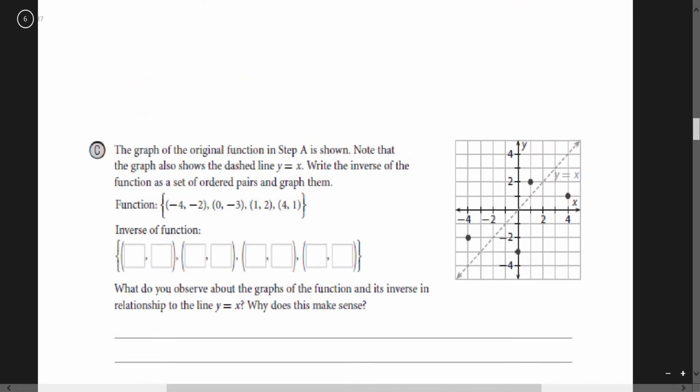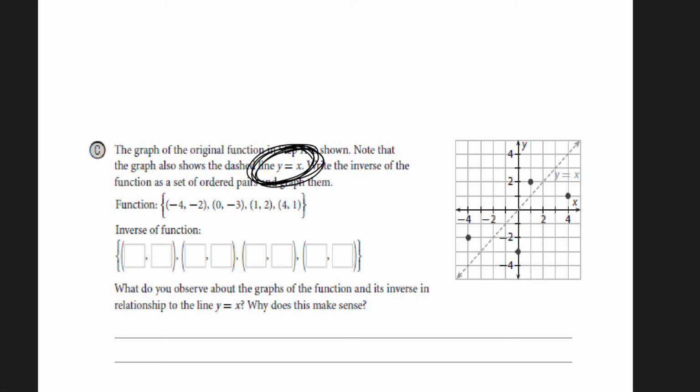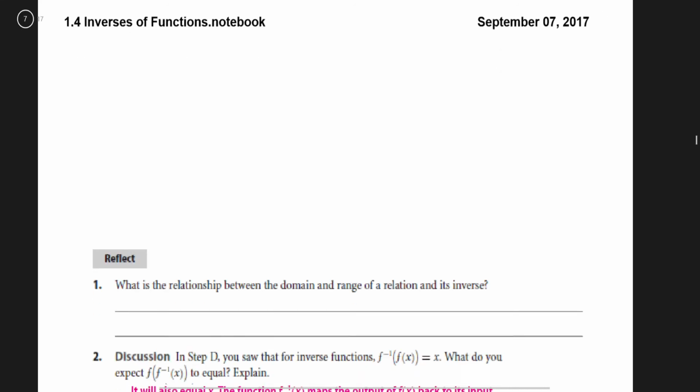So one thing to notice is that inverses are reflections across the line y equals x, which again makes sense because that's what the definition says. The inverse says we flip the x and the y values, so they should be reflected across that line y equals x.